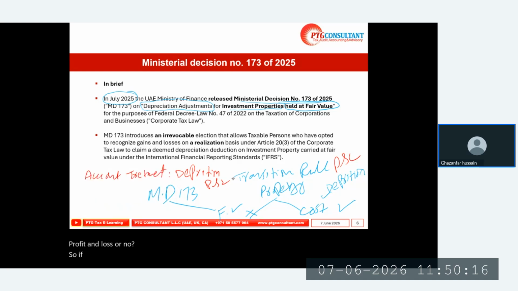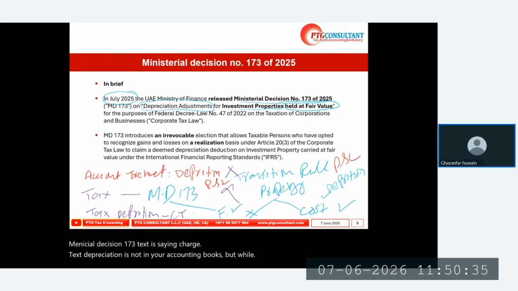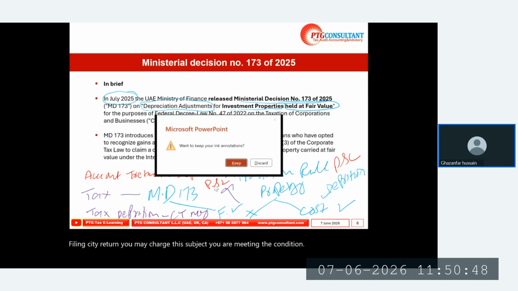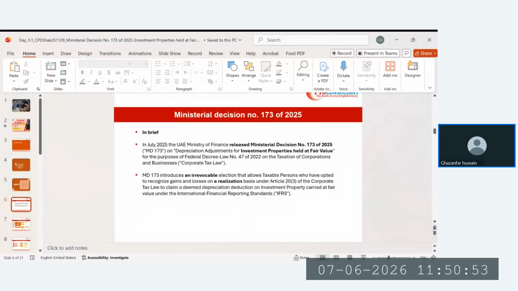If we go here, the accounting standard under fair value is not allowing us to charge the depreciation, but Ministerial Decision 173 text is saying charge tax depreciation. It is not in your accounting books, but while filing the tax return, you may charge this, subject to you meeting the condition. You understand this point? What we are trying to understand here, as a quick refresher or comment.